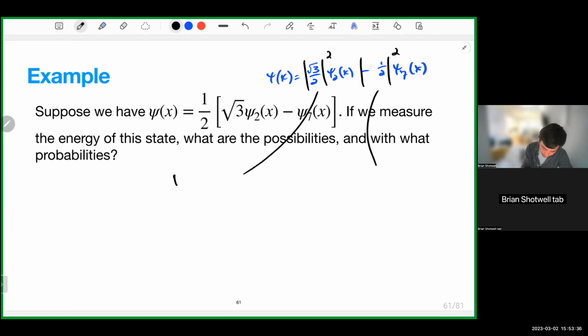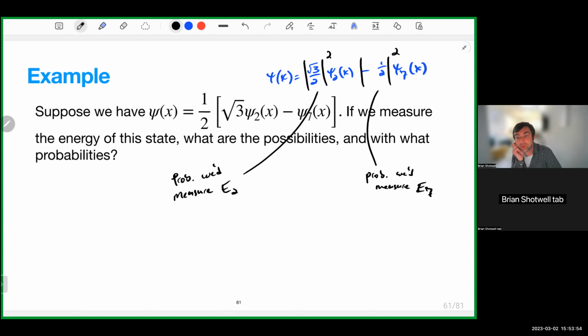This is the probability that we'd measure E2. And this is the probability that we would measure E7. And the probability that we'd measure any other energy would be 0, because this is like plus 0 times psi 5, for example. 0 times psi any other n value.